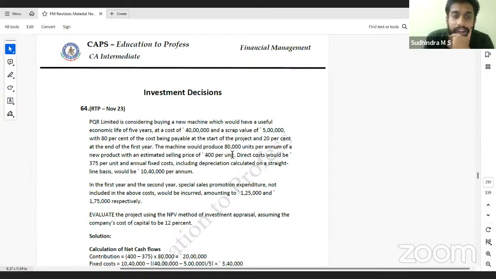Okay. So that's how we calculate equivalent annualized criteria. Is that clear? Yes, sir. With that, investment decisions, all the concepts we have discussed. Any doubts in this? No. Fine then. Can we look into some problems? Okay. First one is our RTP, November 23 RTP.